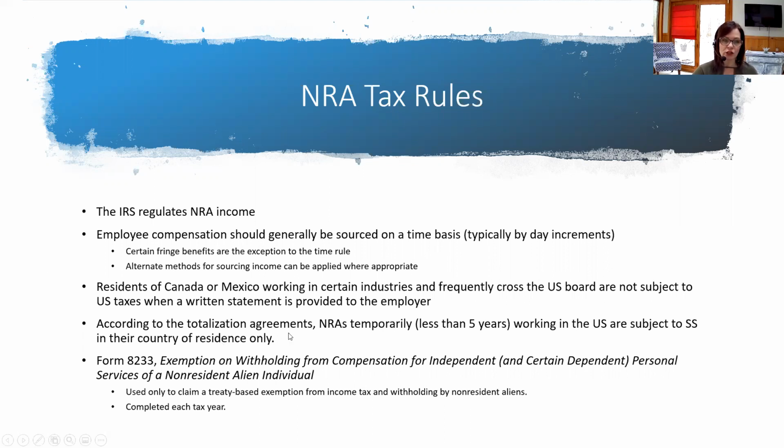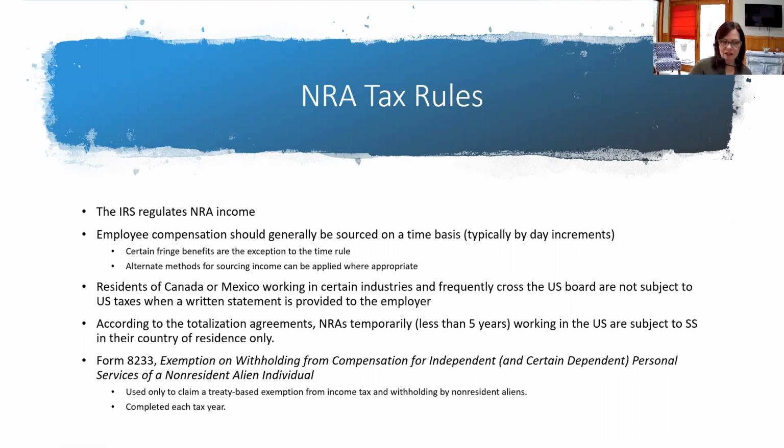According to the totalization agreements, non-resident aliens temporarily, which is typically less than 5 years, working in the U.S. are subject to Social Security in their country of residence only. Form 8233, exemption from withholding on compensation for independent personal services of a non-resident alien individual. This has to be set up. I'll read, it's used only to claim a treaty-based exemption from income taxes and withholding by non-resident aliens, and it does need to be completed each year.